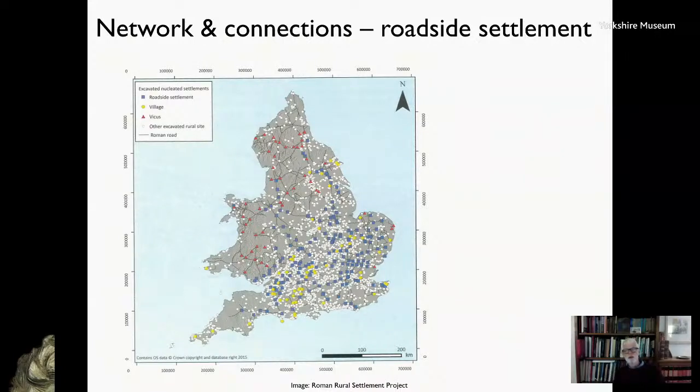which shows the distribution of Roman rural roadside settlements, the blobs, sorry, I haven't got access to a pointer here, but you can see the Roman roads popping out through the distribution of the roadside settlement. And what I would say is that the Roman Rural Settlement Project has made an excellent job of drawing on the developer-funded stuff. It underestimates the importance of those roadside settlements, which in the north of England seem to me to be absolutely central to what's going on. And I think this map is probably only showing a quarter or maybe a third of the ones that I know about in the north, which are running along the arterial routes.